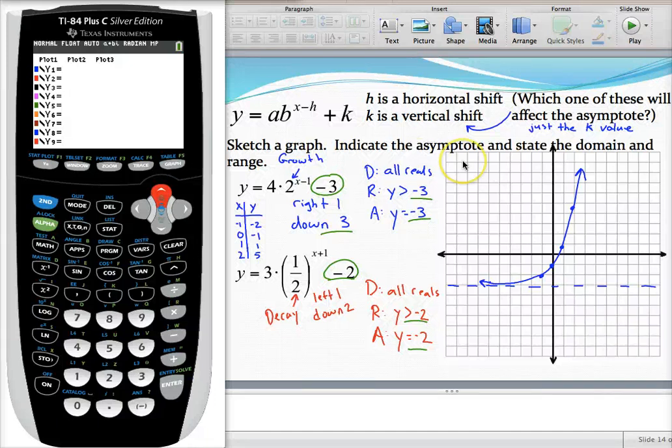So we've just taken a look at how to graph these by hand, and we talked about the k value representing our vertical shift and affecting our asymptote. Let me show you a couple things on the calculator. So I want to get this equation typed in for starters.